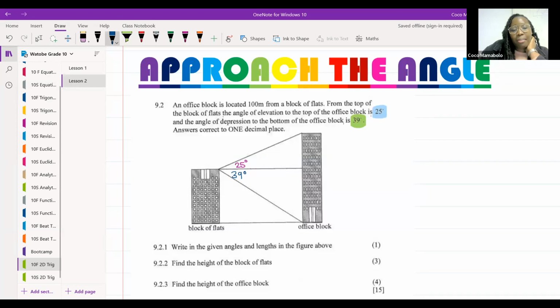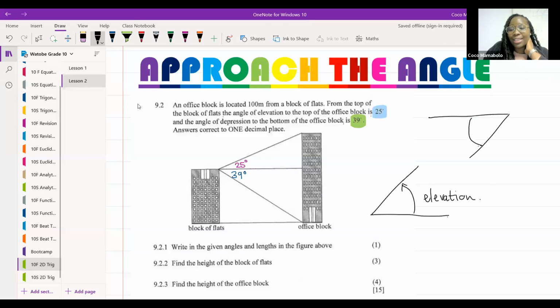Okay. Letoto says, ma'am, what does depression mean in this case? Okay. So an angle of elevation is if we're on the ground and we move up, we're going upwards. So that's elevation. Okay. That's an angle of elevation. And if we're up top and we move down, that is an angle of depression. Okay. So that's what they mean when they say angle of depression and angle of elevation. Okay, just give me a thumbs up if that makes sense, Letoto.